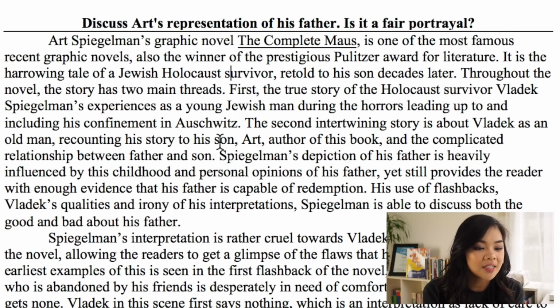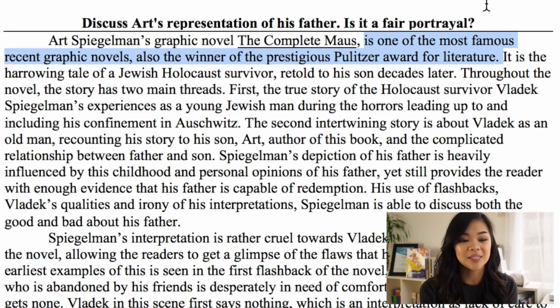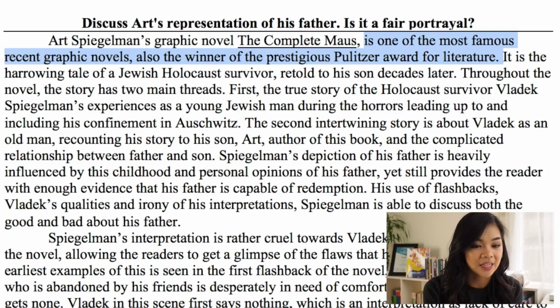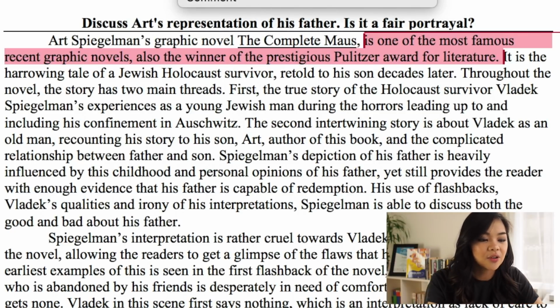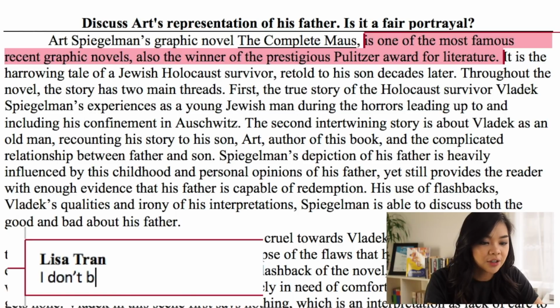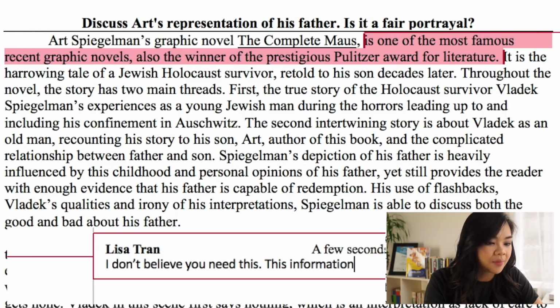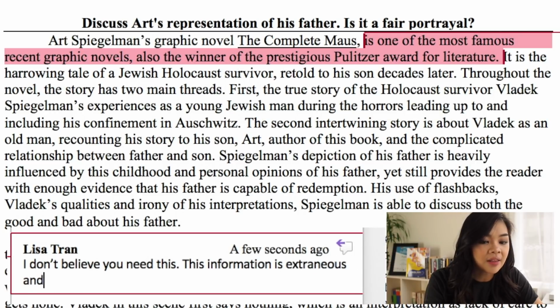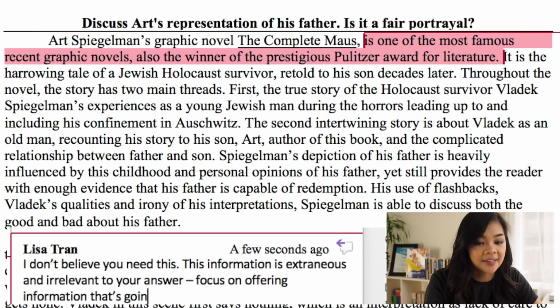So we start off with: Art Spiegelman's graphic novel, The Complete Maus, is one of the most famous graphic novels. Also the winner of the prestigious... Ooh, okay, here we go. So already in our first sentence, I would say that you definitely don't need this. So I'm just going to make some comments, okay? I'm going to write, I don't believe you need this. This information is extraneous and irrelevant to your answer. Focus on offering information that's going to add value.